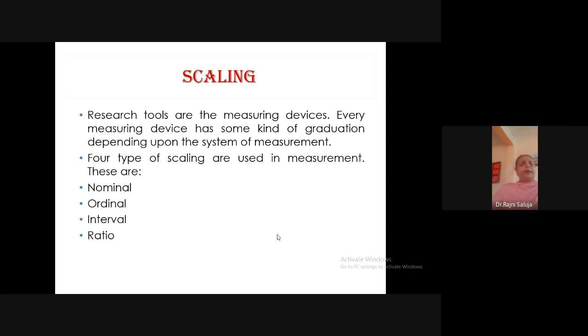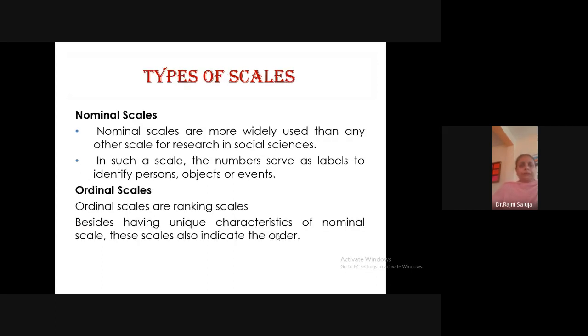Then next one is the rating scale. Now, I hope it is clear up till here? Okay. Then next we will be talking about the rating scale.